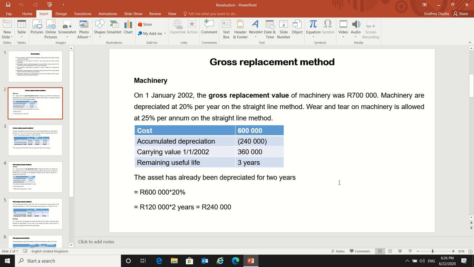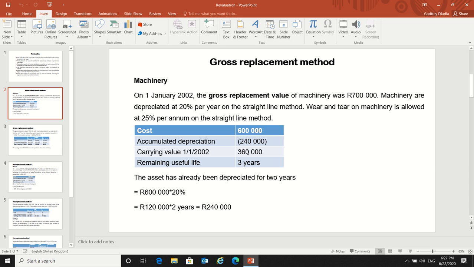Machineries are depreciated at 20% per year on a straight line method, wherein wear and tear on machinery is allowed at 25% on a straight line method. Now, the information that is given to you at 1 January is that the cost price of this asset is 600,000. The accumulated depreciation is 240,000, meaning the carrying value is 360.